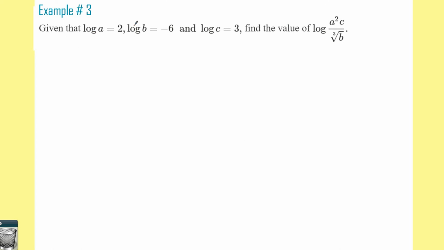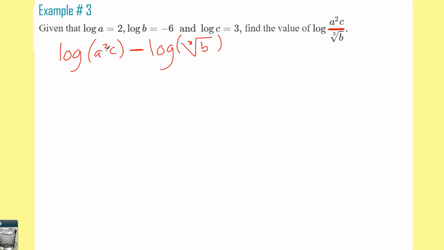So here we have log of a squared c over the cube root of b. We want to evaluate all of this. Well, I don't like that it's all together, so let's separate it. First things first, I know that I have a division, so reverse those logs, and you can write it as log of a squared c minus log of the cube root of b. If we subtract the logs, we divide the arguments.